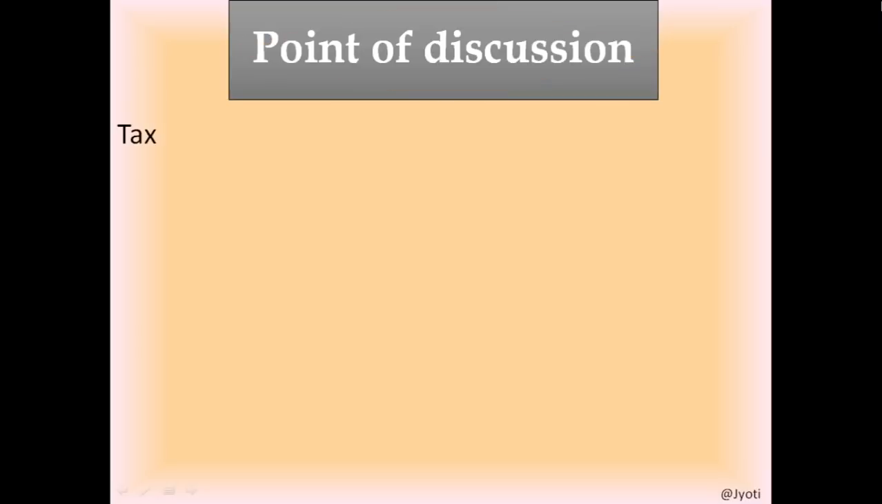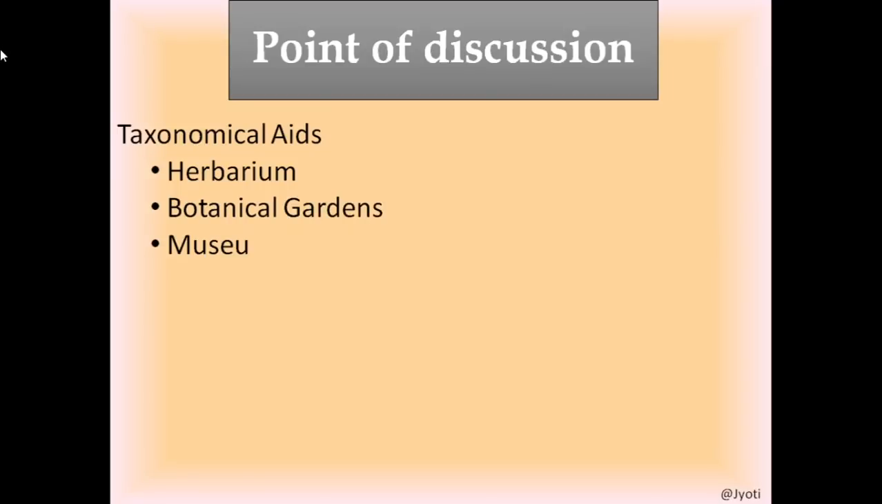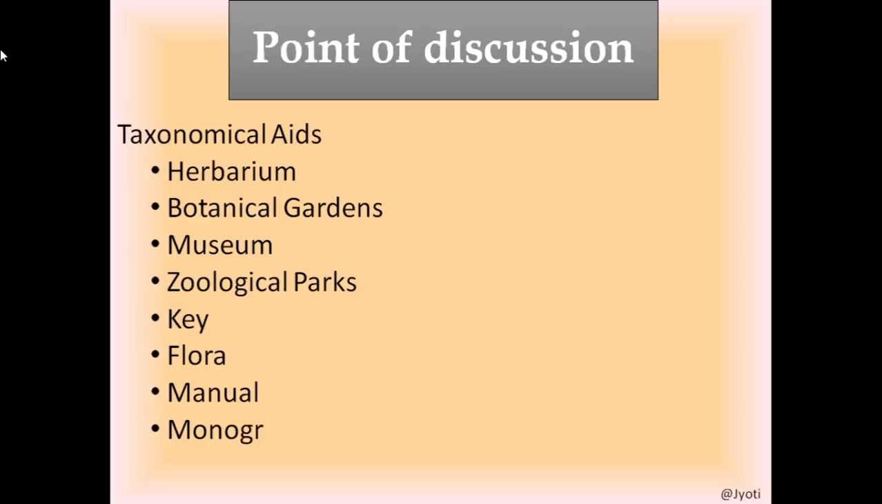Before that, let me tell you what we have studied so far. We have studied the taxonomic hierarchy. And in this part, we'll discuss the taxonomical aids. We'll discuss various taxonomic aids like herbarium, botanical gardens, museum, zoological parks, key, then flora, manuals, monographs.